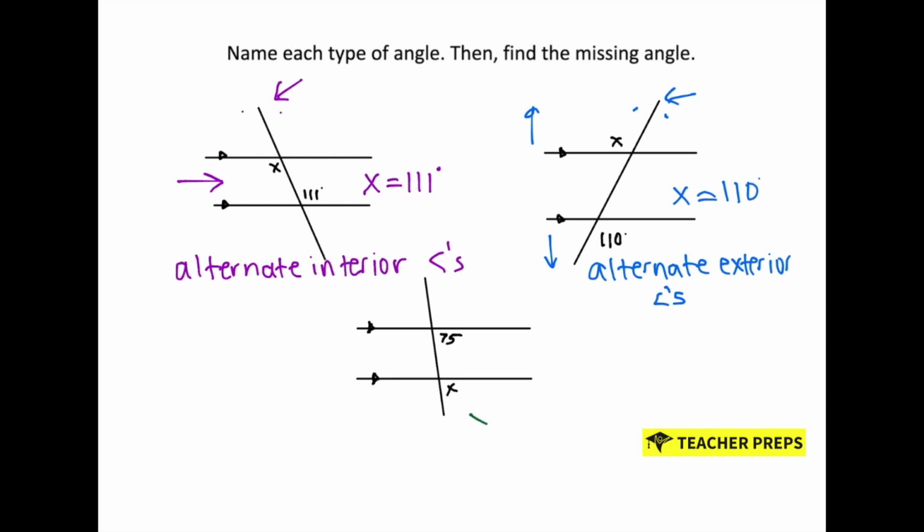These last two angles are on the same side of the transversal, and if I pick this up and set it on top of the other one, they would match. So these are corresponding angles. Corresponding angles are equal, so x is going to equal 75 degrees.